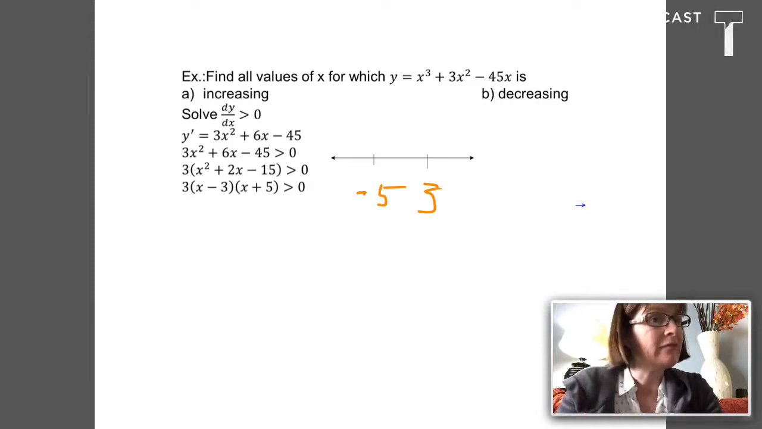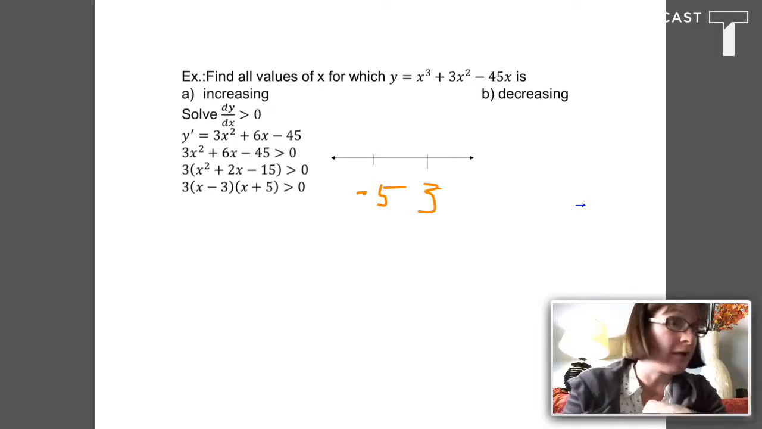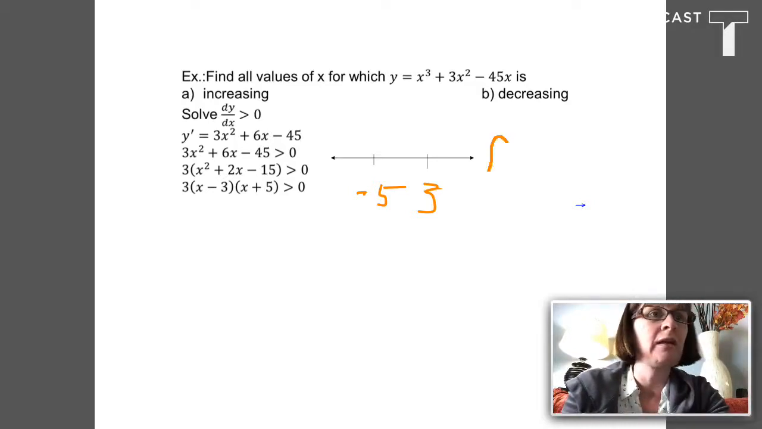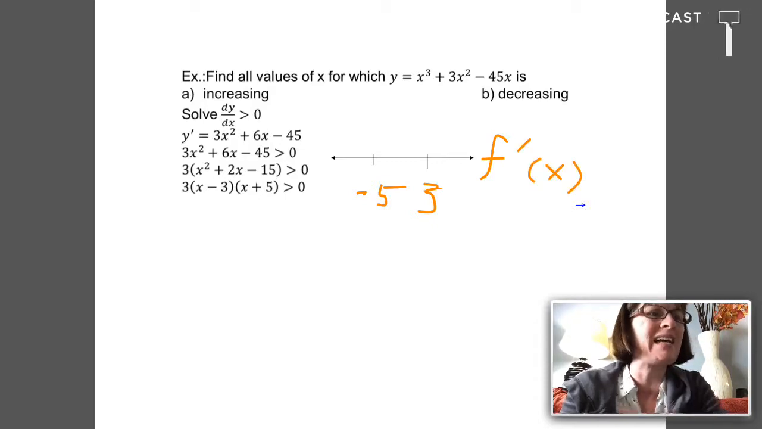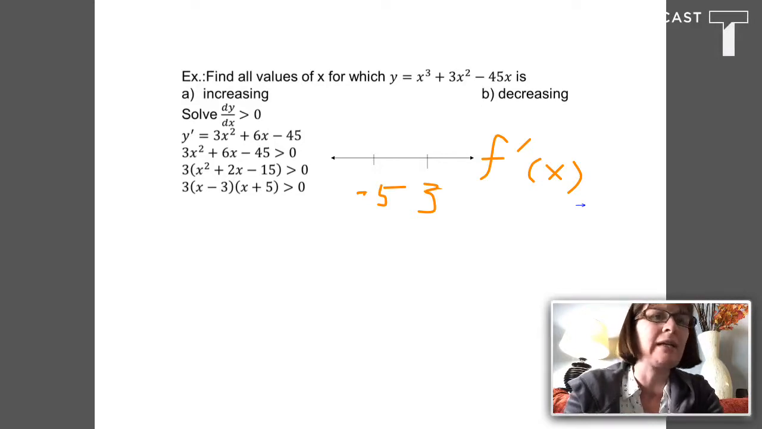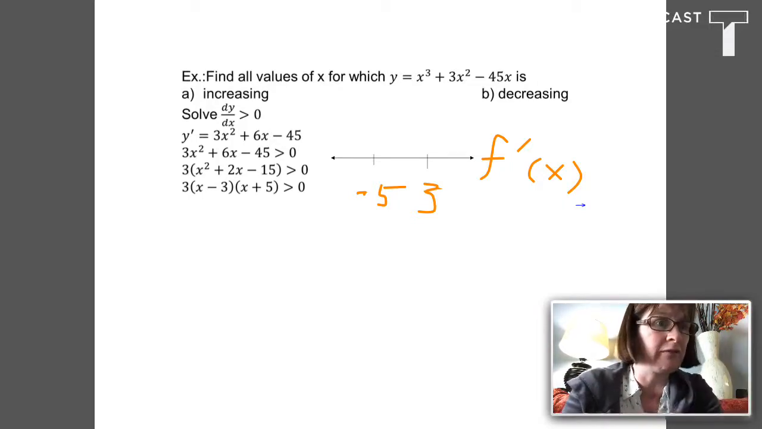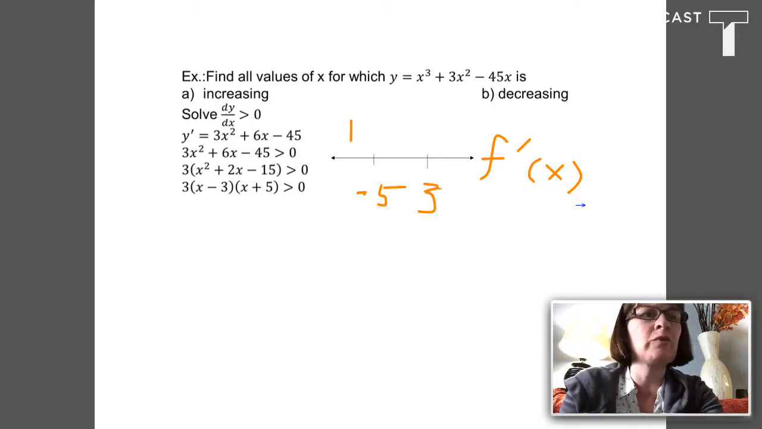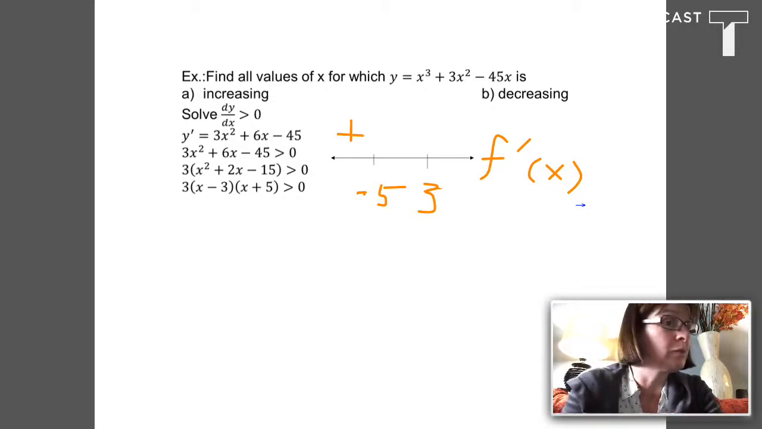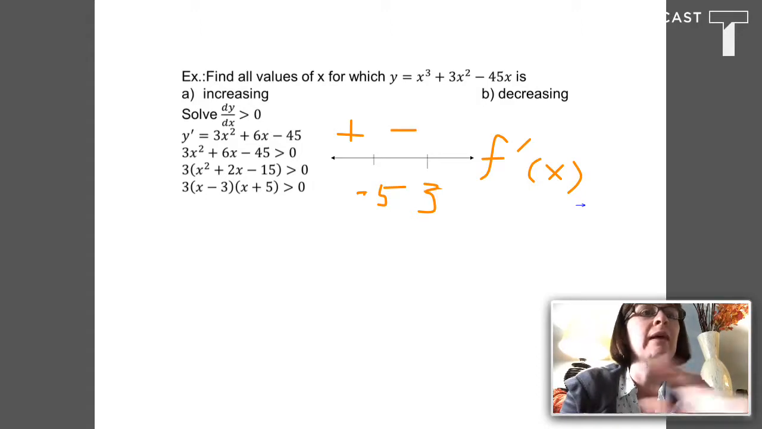I could try plugging in values from each of these three sections. My recommendation, if you're willing to accept it, is that we make sure we mark this. The signs we care about are the signs of the derivative. I could have labeled that dy dx. So now I'm going to try plugging in values into that same derivative expression. If I plug in a number less than negative 5, it turns out I'll multiply a negative times a negative. The result will be positive. If I plug in 0, I'm going to get 3 times negative 3 times positive 5. The result would be negative. If I plug in numbers bigger than 3, I'm going to get a positive result.